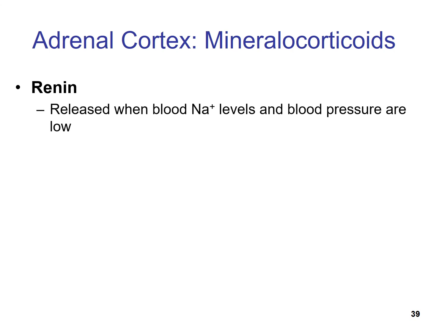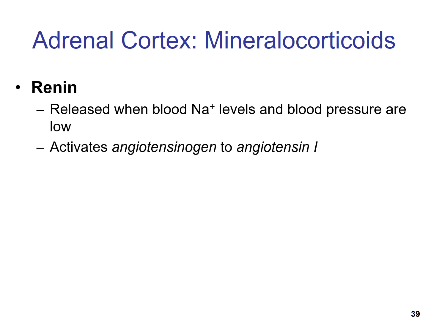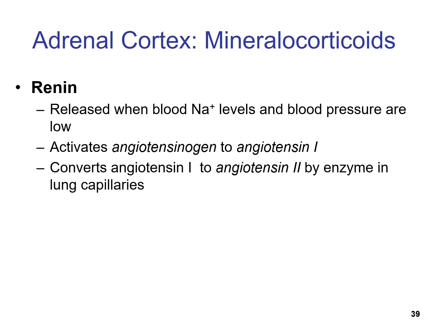So again, renin gets released when blood pressure is low and when blood sodium levels are low. And what it's going to do is activate a protein that circulates in your bloodstream. This is called angiotensinogen. It'll activate it to angiotensin 1. It'll also act to convert angiotensin 1 to angiotensin 2 via an enzyme in the lung capillaries. This enzyme in the lung capillaries is called ACE, or angiotensin converting enzyme.